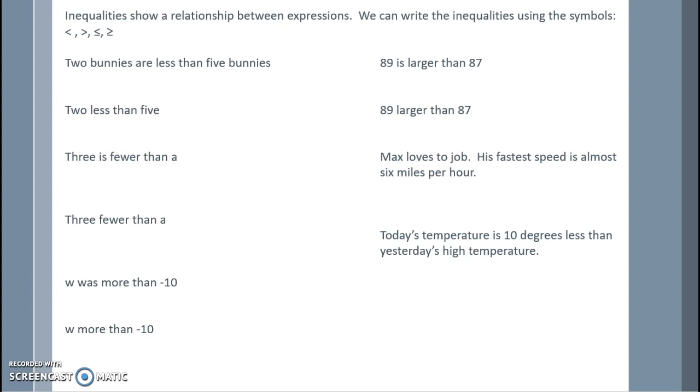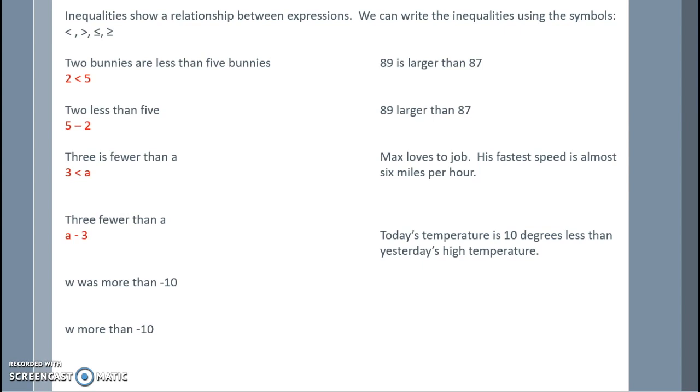Inequalities show a relationship between expressions. We can write the inequalities using the symbols less than, greater than, less than or equal to, or greater than or equal to. 2 bunnies are less than 5 bunnies. So 2 is less than 5. However, 2 less than 5 is actually a subtraction problem. So 5 subtract 2. Three is fewer than A. So 3 is less than A. Versus the wording 3 fewer than A would be A minus 3.